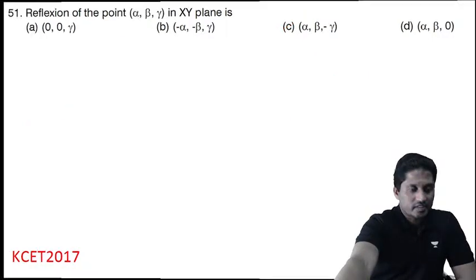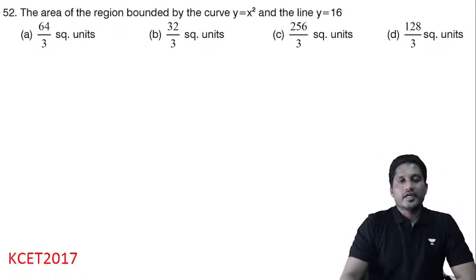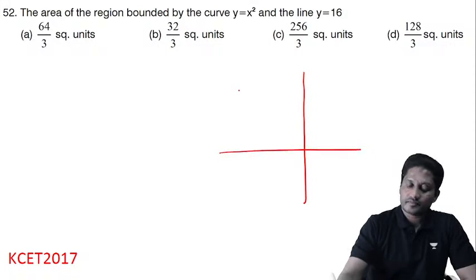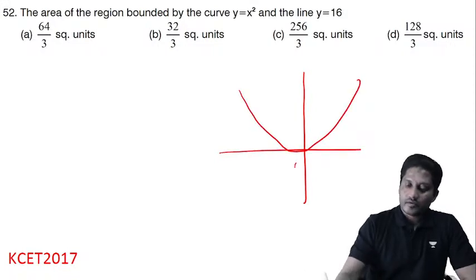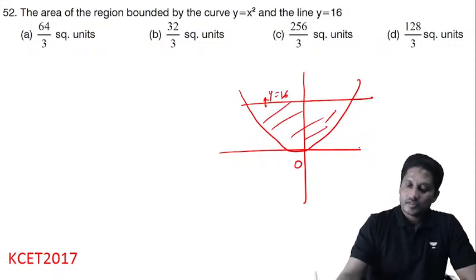Let's move to the next question. The area of the region bounded by y equal to x square, or x square is equal to y, that is the same upward parabola, okay, and y equal to 16. Y equal to 16. This area I'm supposed to find out. X-axis, right? Equation of x-axis is y is equal to 0.